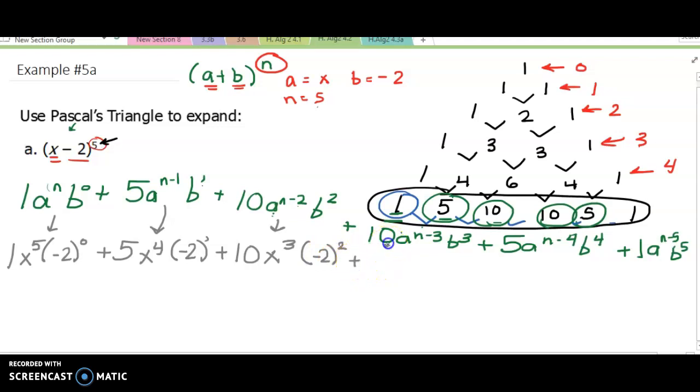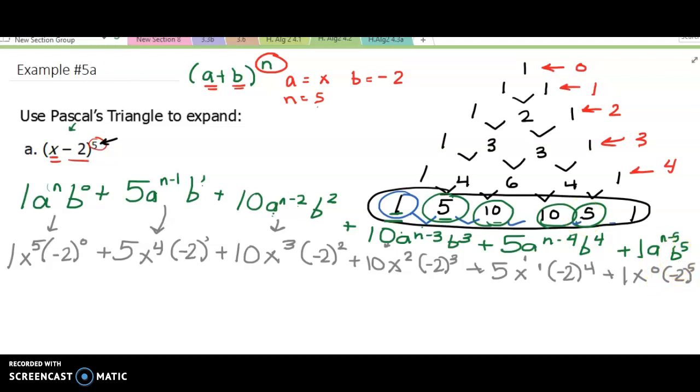Okay, plus, now I'm doing this one, 10 x to the 2nd, -2 to the 3rd, plus, now I'm doing this one, 5 x to the 1st, and then -2 to the 4, plus 1, and then it's going to be x to the 0, and -2 to the 5th. Okay, now one thing that I want to go over is anything to the 0 power is going to be 1. Okay, if you don't know it, write it down.